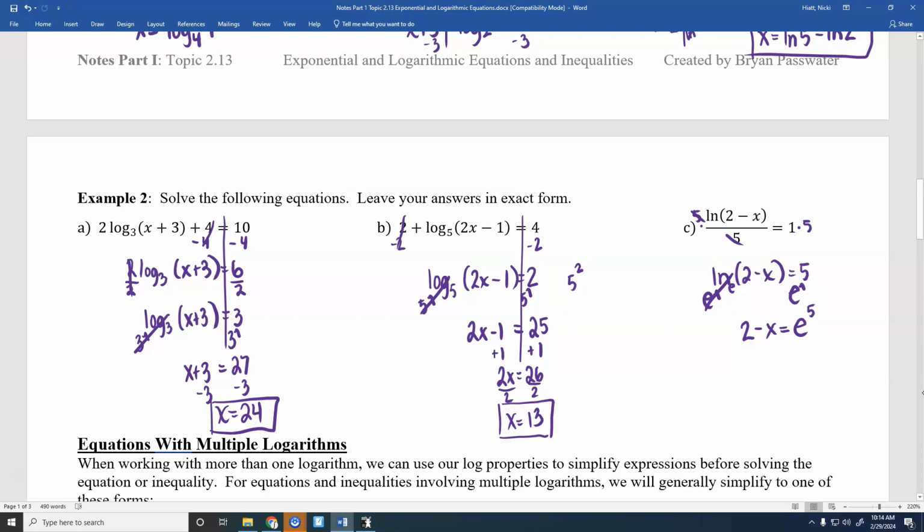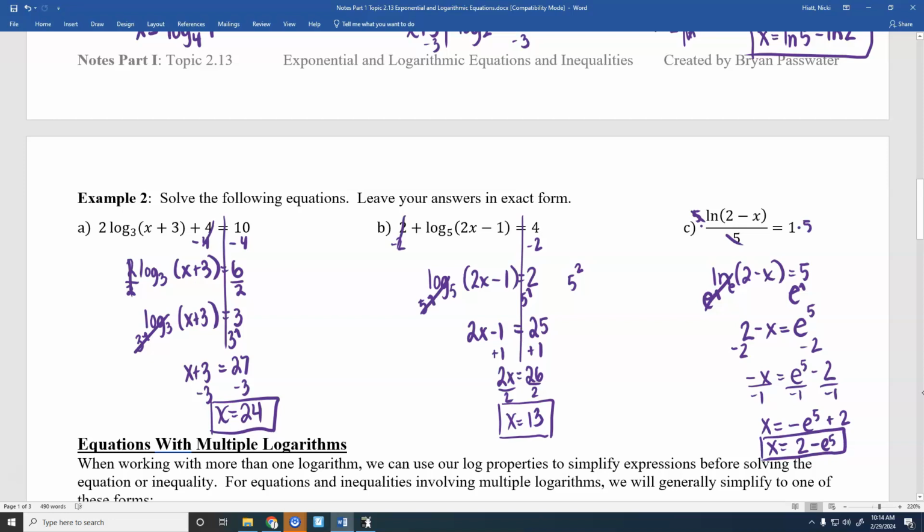All right, so we just got a couple more things to do. We need to subtract 2, which you really can't do because you got e to the 5th, so you're just going to write that as e to the 5th minus 2. And then I need to divide by -1, which just changes the sign of everything. So x equals negative e to the 5th plus 2. They will probably write that as 2 minus e to the 5th if I had to bet, but either one of those is correct.